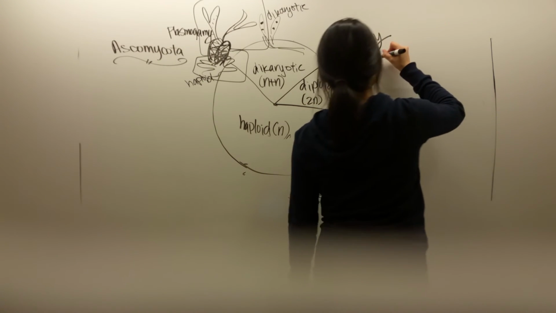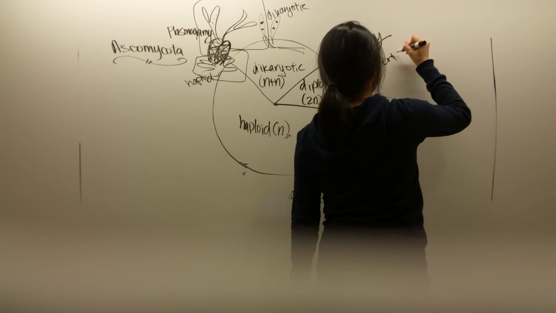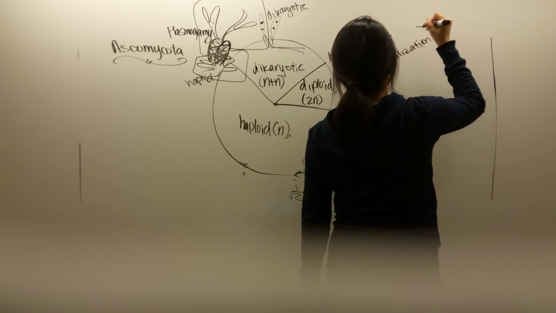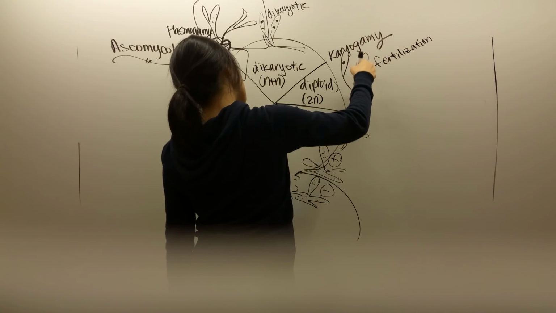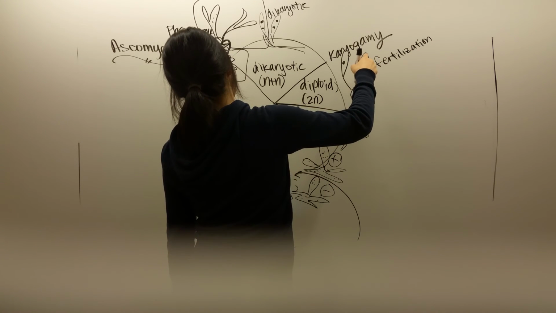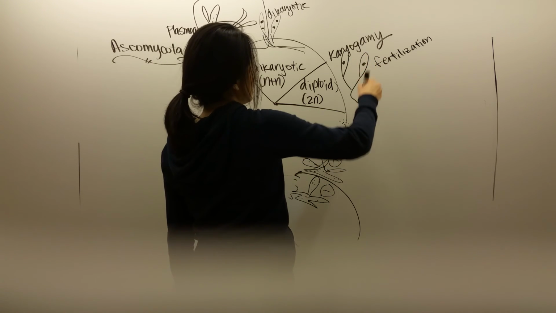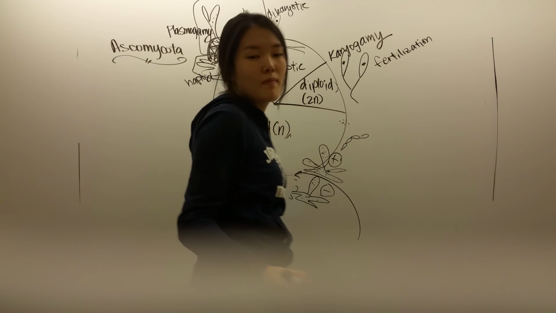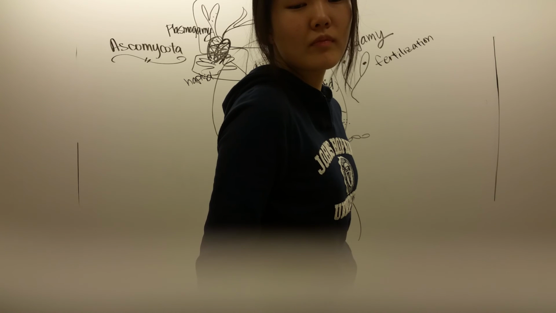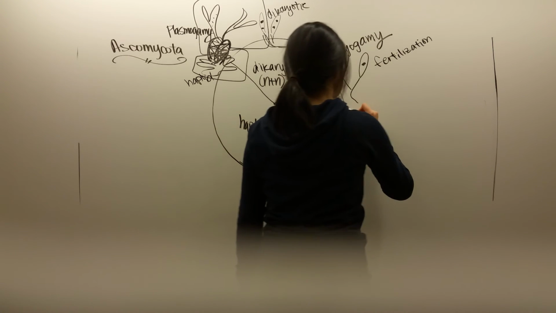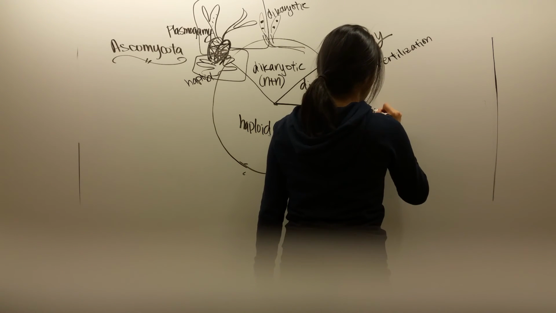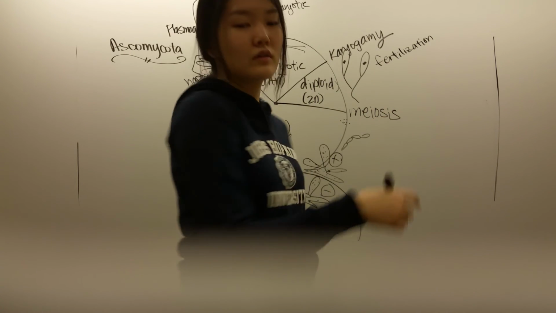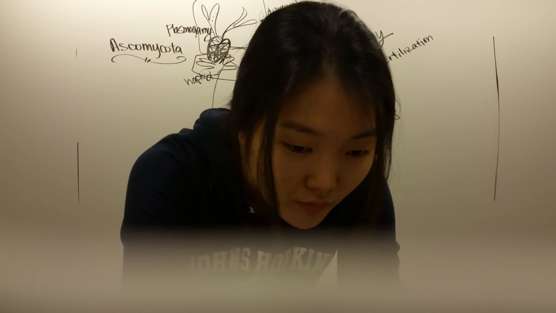Fertilization. So it becomes fertilized, diploid, and then it undergoes meiosis. And when everything undergoes meiosis, it becomes haploid again. Right. There you go.